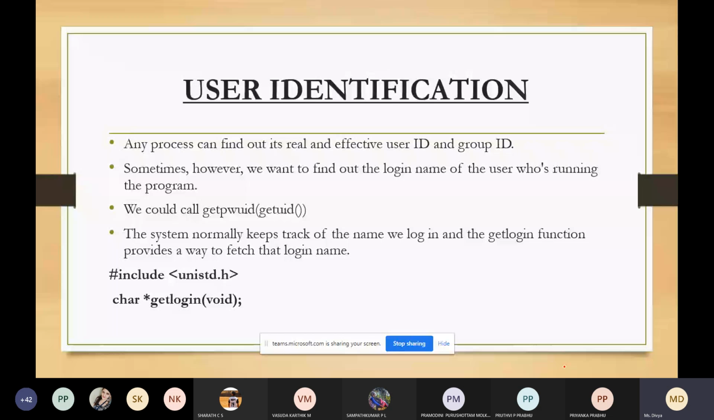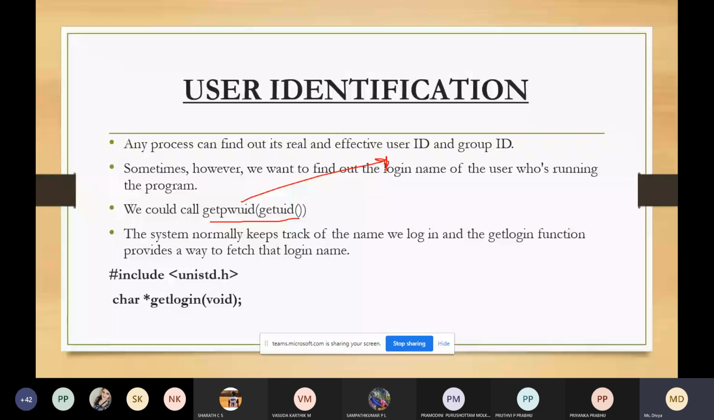Sometimes, however, we want to find out the login name of the user who is running the program. We might be interested in the login name of the user. For that, we can simply call this function, and it will give you the specified login name.